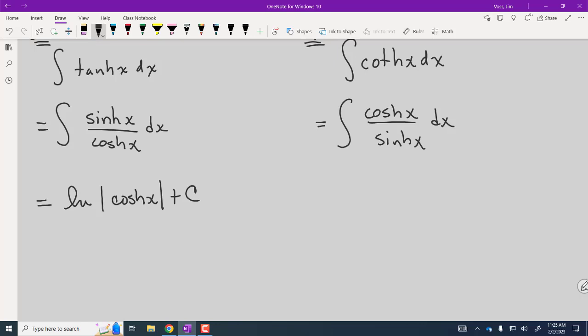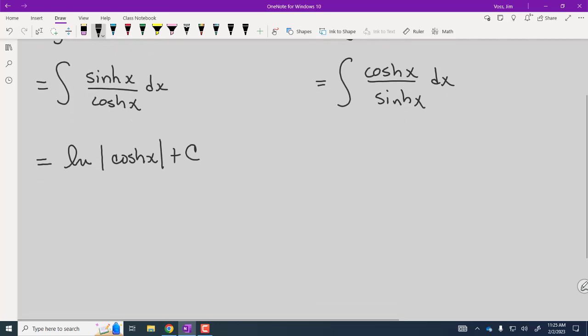Do we need the absolute value on a cosh? No, because cosh is the hanging cable. Cosh is the hanging cable. It's above the x-axis. So we don't, is it okay to put it in? Sure. It's not going to hurt anything. But you don't need it for a cosh.